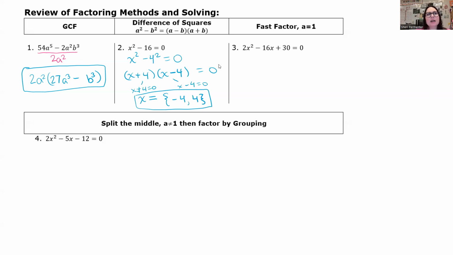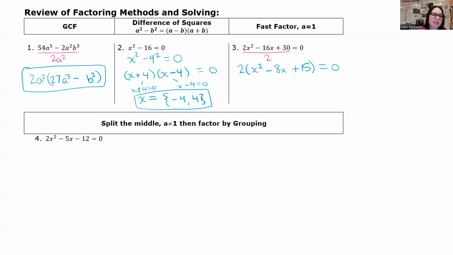Next type of factoring. Anytime you have 3 terms, you always want to check and see if there's a GCF. Derek, are you with us? So is there a number that can divide into all 3 of these? 2. Yes. So let's divide everything by 2 first. It will make our problem way easier. So if I divide by 2, 2 comes out first, and I get x squared minus 8x plus 15 equals 0. From here, we are fast factoring.